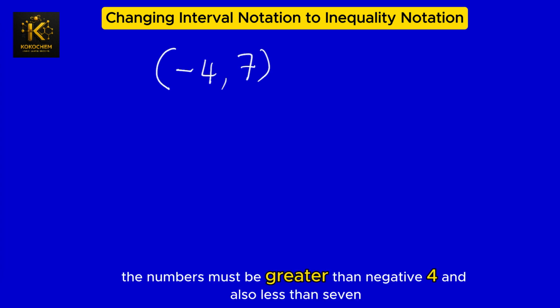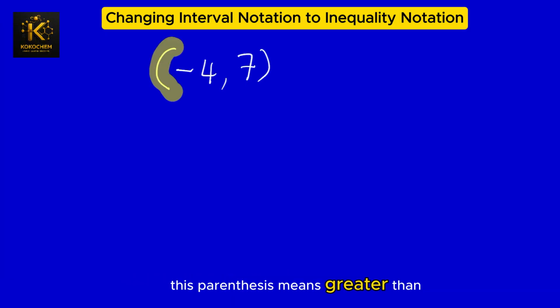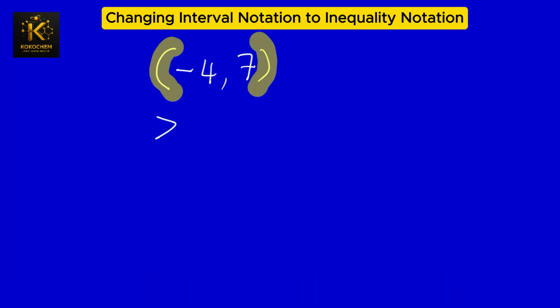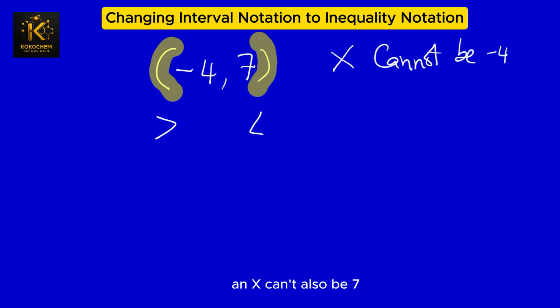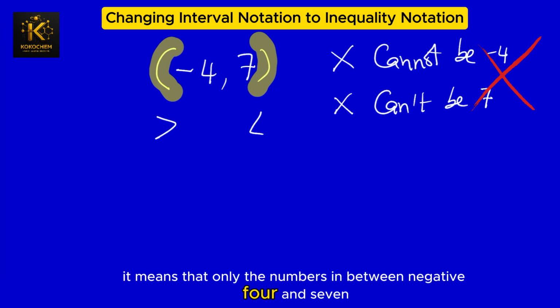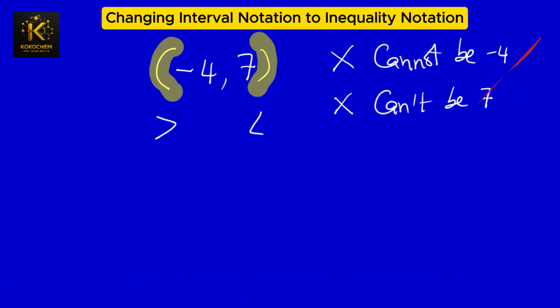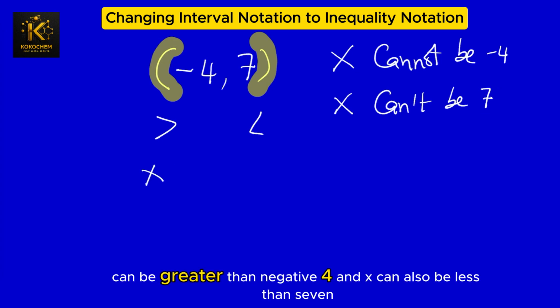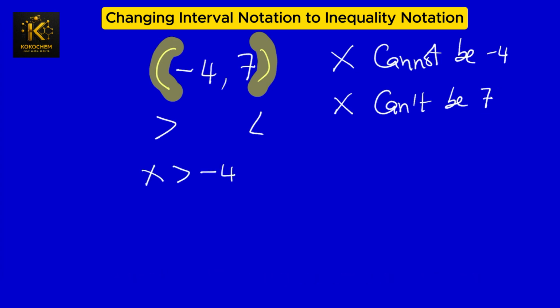The numbers must be greater than -4 and also less than 7. This parenthesis means greater than. This means use less than sign. This means that x cannot be -4 and x can't also be 7. It means that only the numbers in between -4 and 7 are allowed. That means x can be greater than -4 and x can also be less than 7.